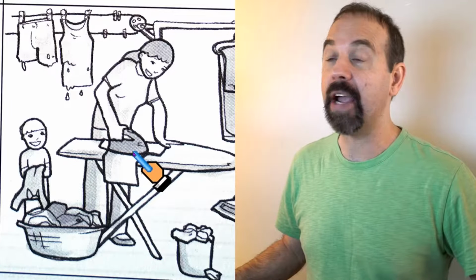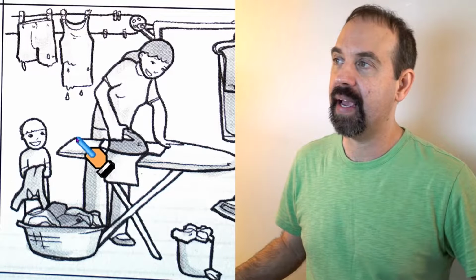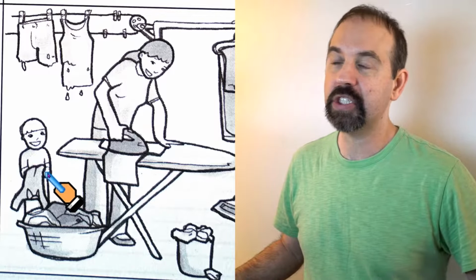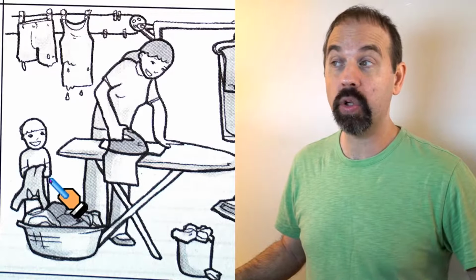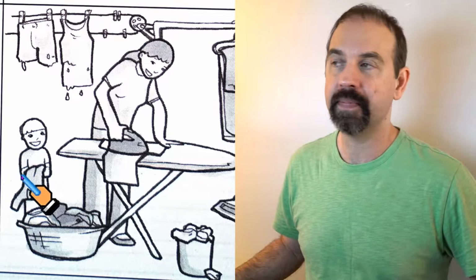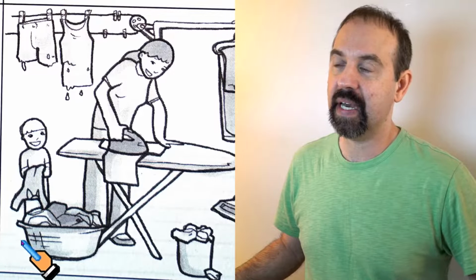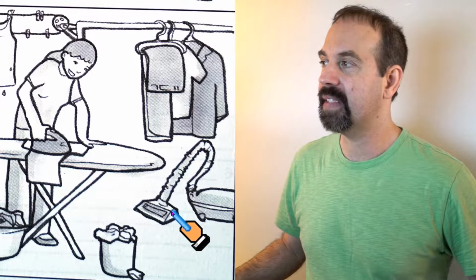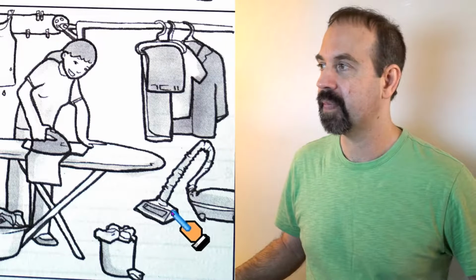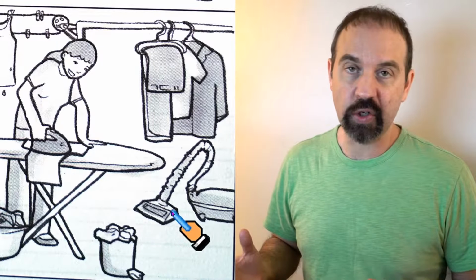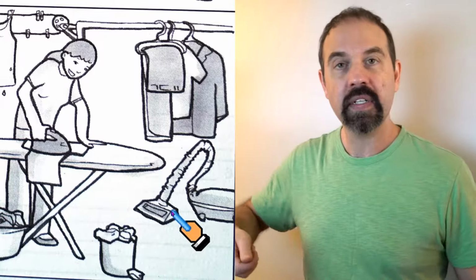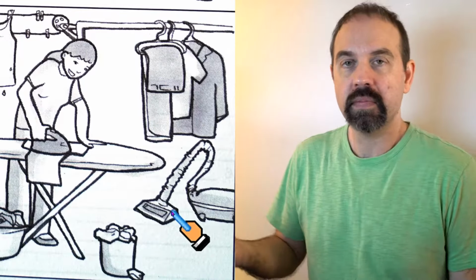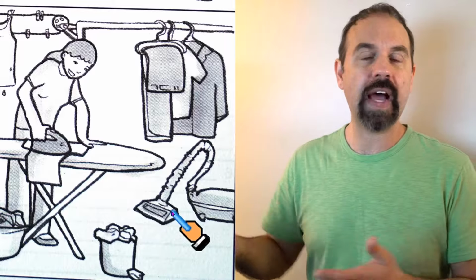And we see the woman ironing the clothes. And this right here is called an ironing board. The child is smiling, and he's holding in his arms a shirt. On the floor, we see a basket of clothes. And on the right of the image, I can see a vacuum cleaner. The verb is also to vacuum. So you use a vacuum cleaner to vacuum. Or you use the vacuum to vacuum. You can say vacuum cleaner or vacuum.